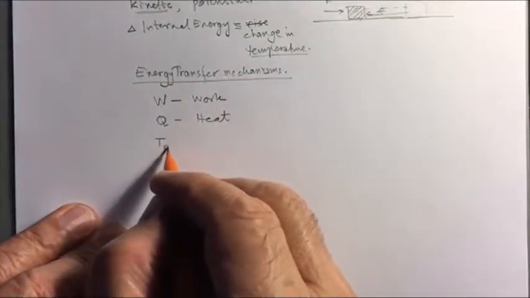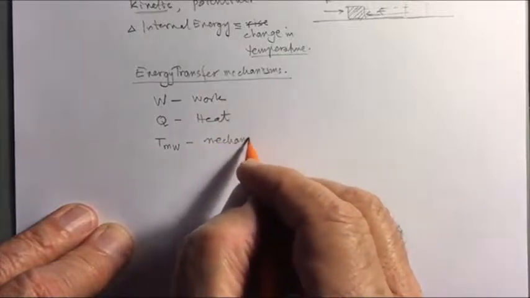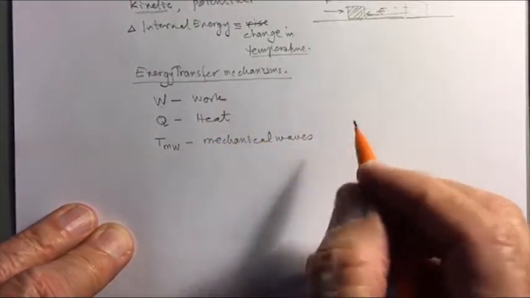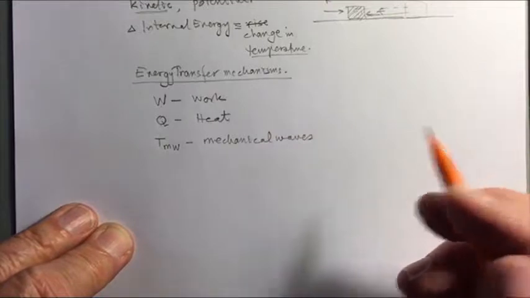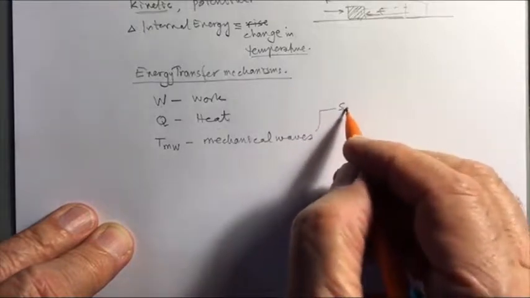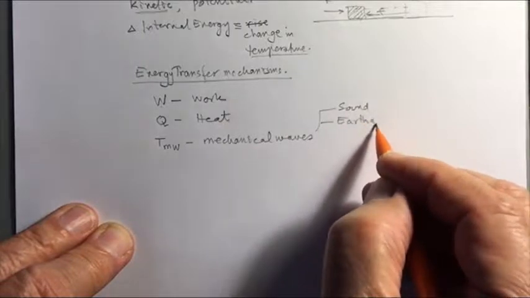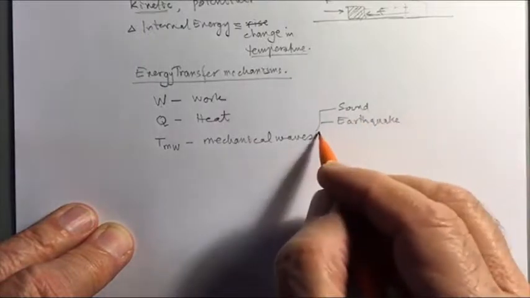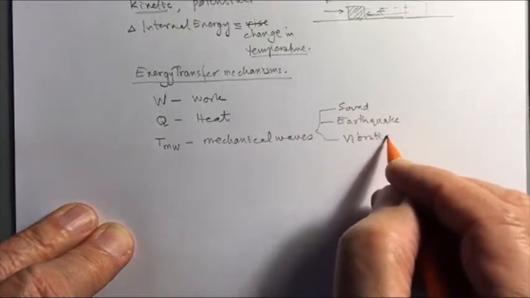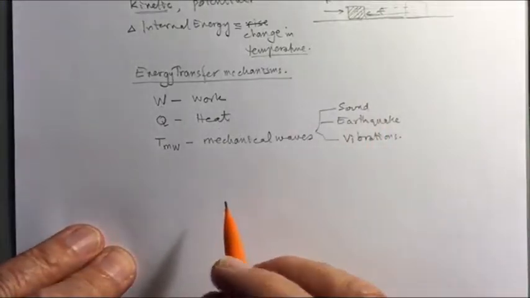And we have a few other ways also, such as the transfer due to mechanical waves. Sound is a mechanical wave, and sound can transmit energy into an object. Earthquake waves are also a form of mechanical energy, so they transfer a huge amount of energy. And then we have other kinds of vibrations. These are all mechanical waves which transfer energy from one place to another.